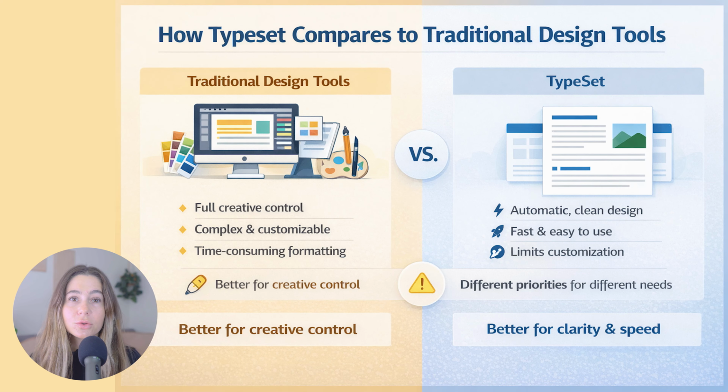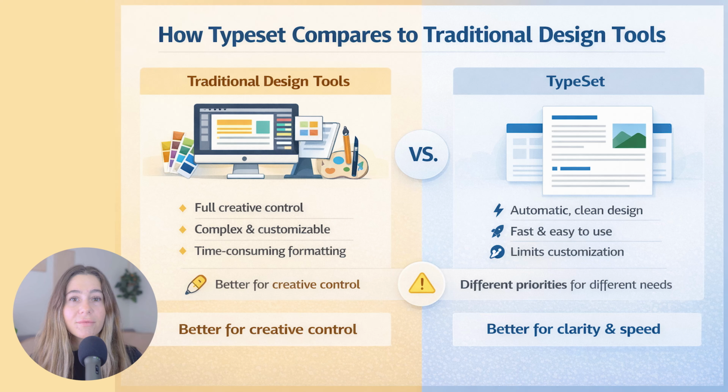So traditional design tools give you full creative control, but that control comes with complexity. You need to understand layout, hierarchy, spacing, and visual balance. Even simple documents can take a long time to format properly. Typeset removes most of those decisions. It applies design automatically, which makes the output so much faster, but definitely less customizable.